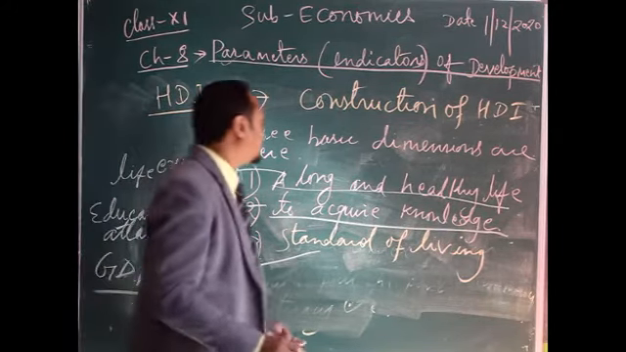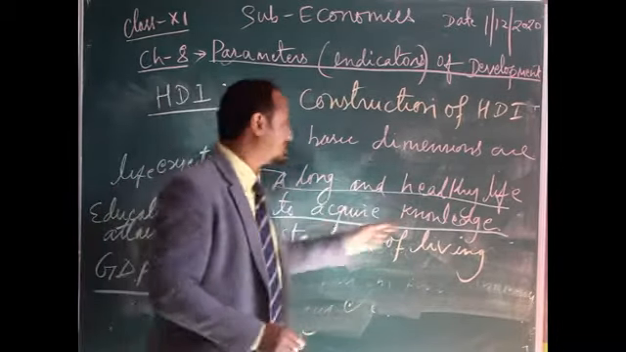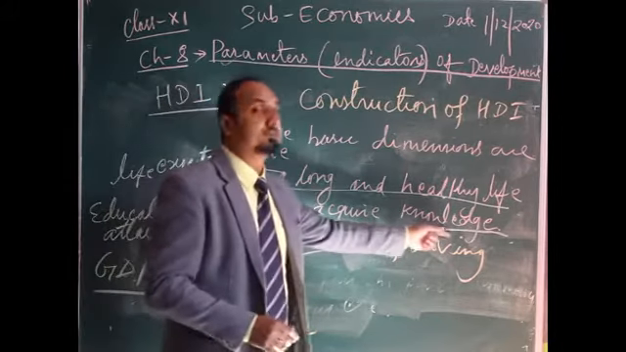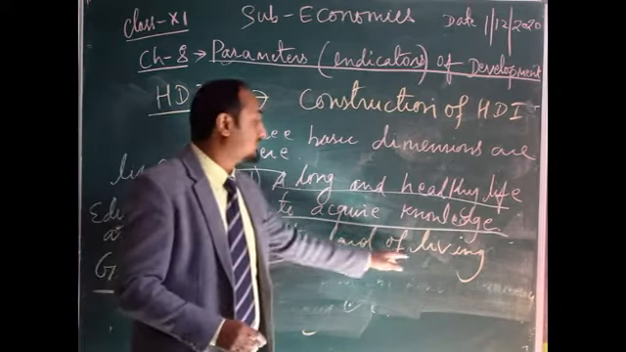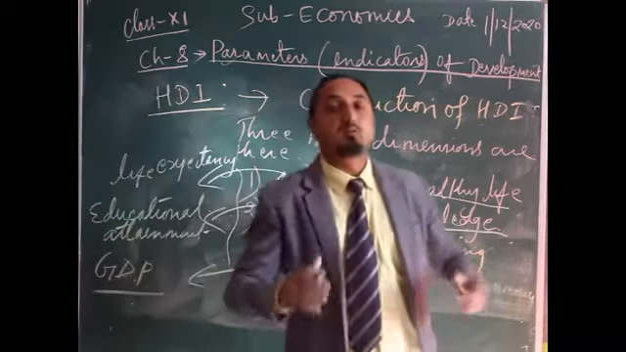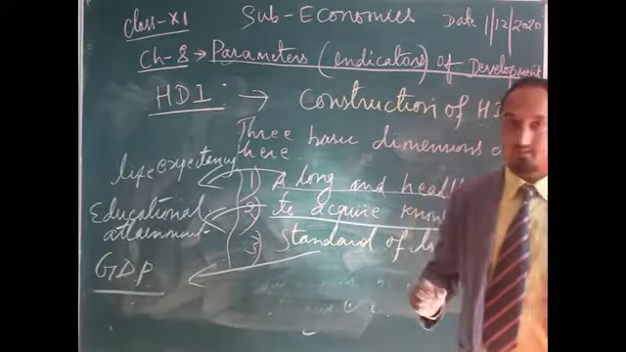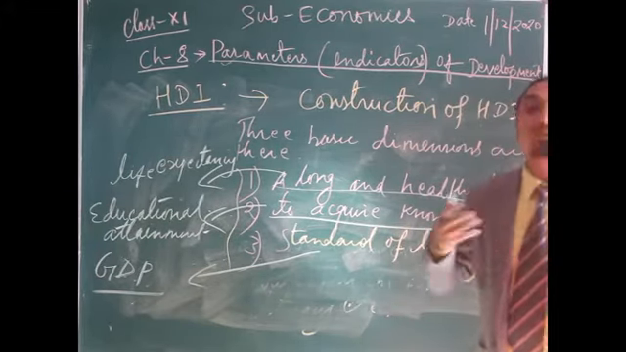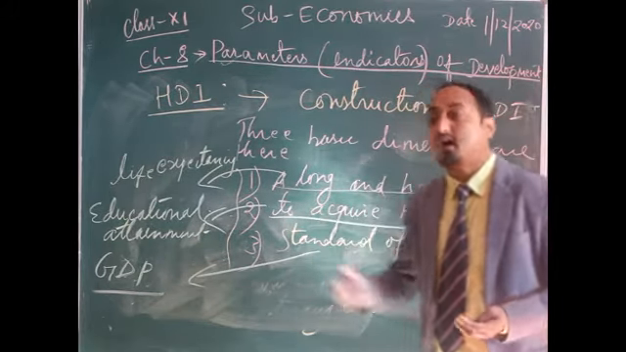So there are three basic dimensions. We have to know how it is measured. Long and healthy life is measured in terms of life expectancy, to acquire knowledge is measured in terms of educational attainment, and number three, standard of living is measured in terms of GDP. So when we have a long and healthy life, it means our life expectancy is higher. Similarly, when the literacy rate is improving, we can say that the educational attainment is higher.